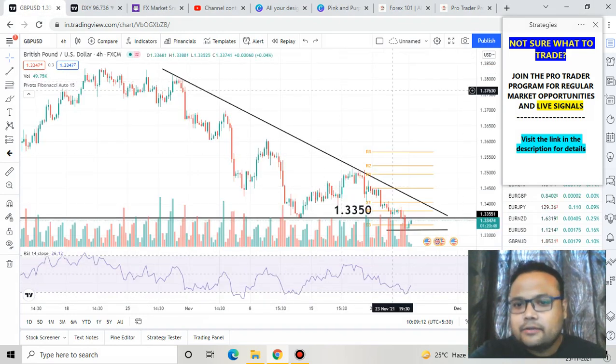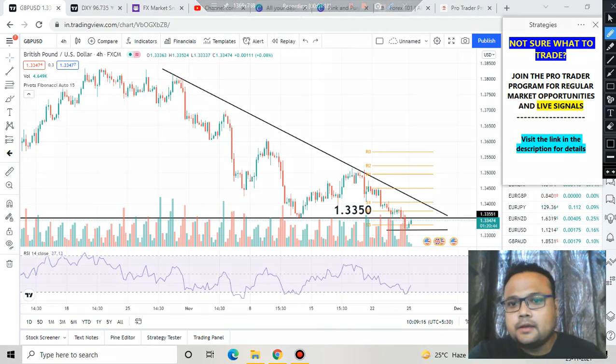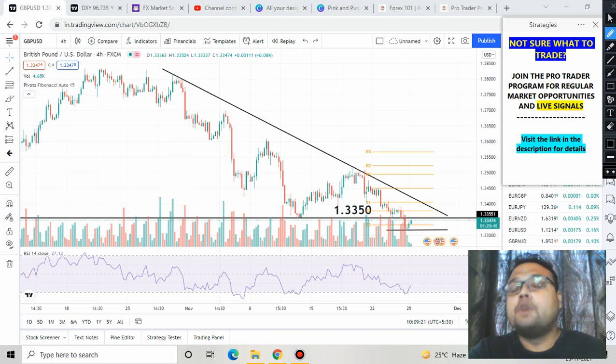And this is our chart of GBP USD. What should be our trading strategy then? The strategy is simple. As we do not have proper confirmation for a trend reversal, considering the trend of the market, we will still be looking for selling opportunities only, because trend is the most important thing in the market and trend is our friend.